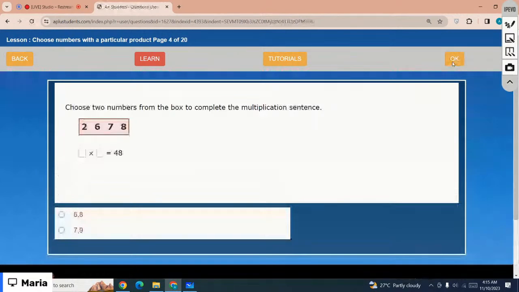Okay, the next one is choose two numbers from the box to complete the multiplication sentence. Dash and dash equals 48. So which is the correct option? The correct option is, very good, 6 times 8 is 48. So option number 1 is the correct option.